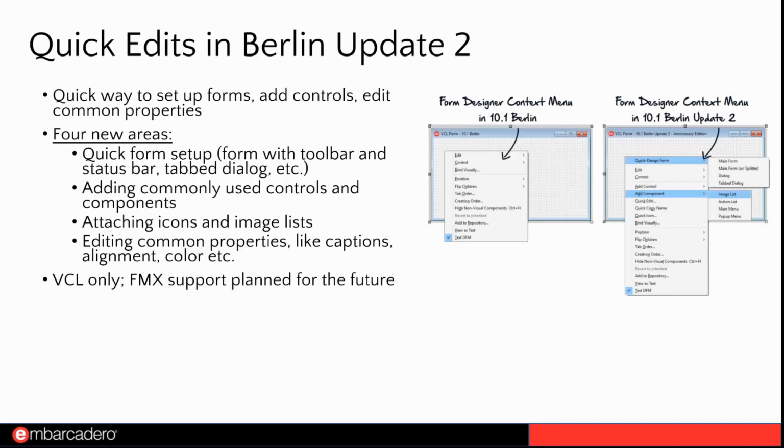I just want to quickly go over quick edits, which are a feature we added in Berlin Update 2. So quick edits are a series of ways to quickly perform very common actions in the VCL form designer. The main quick edit operation, which is available for all components, opens the quick edit pane that lets you rapidly modify the name, caption, alignment, layout, and color of a control, if it's applicable to the control. Additional operations allow copying the component name, editing the images and image lists attached to a control, and binding the control to a data source or data field.